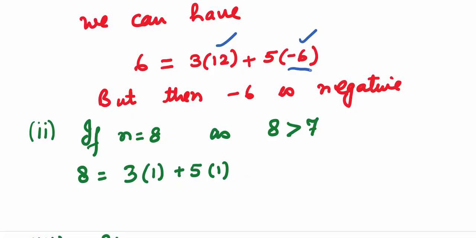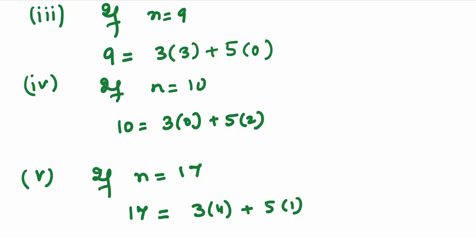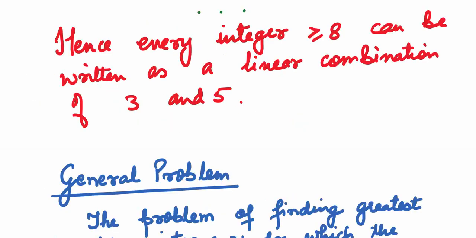What if you take n to be 8? As 8 is greater than 7, you can see 8 is nothing but 3 into 1 plus 5 into 1. We have been able to write it as a linear combination of 3 and 5. That will hold for all numbers greater than 7. 9 can be written as 3 into 3 plus 5 into 0. If n is 10, you can write 10 as 3 into 0 plus 5 into 2. If n is 17, 17 can be written as 3 into 4 plus 5 into 1. To summarize, every integer greater than or equal to 8 can be written as a linear combination of 3 and 5.